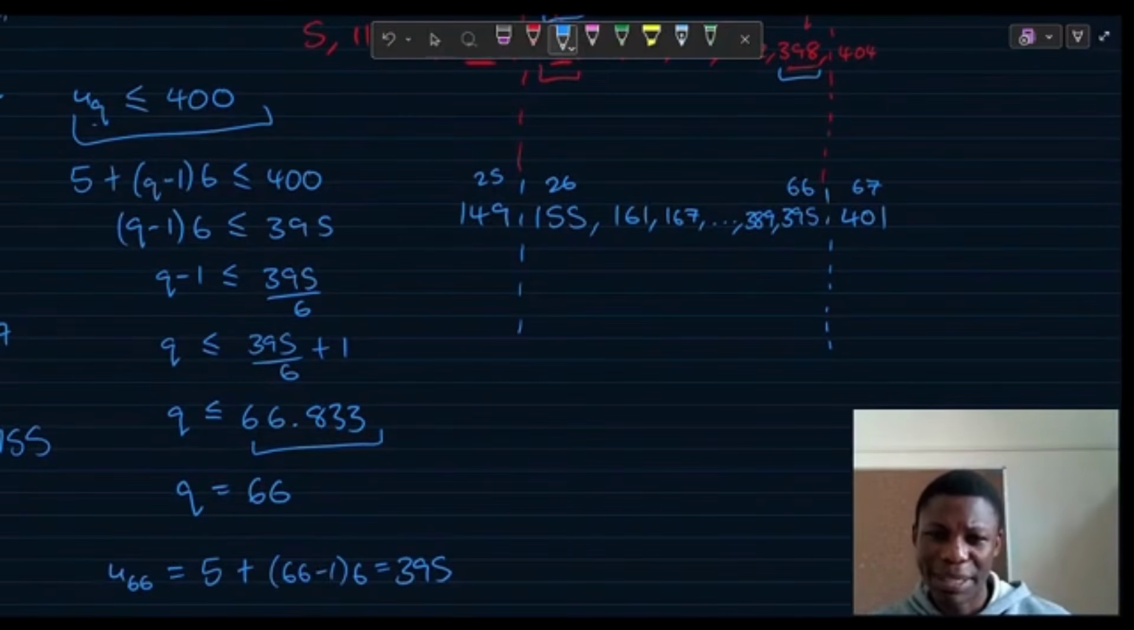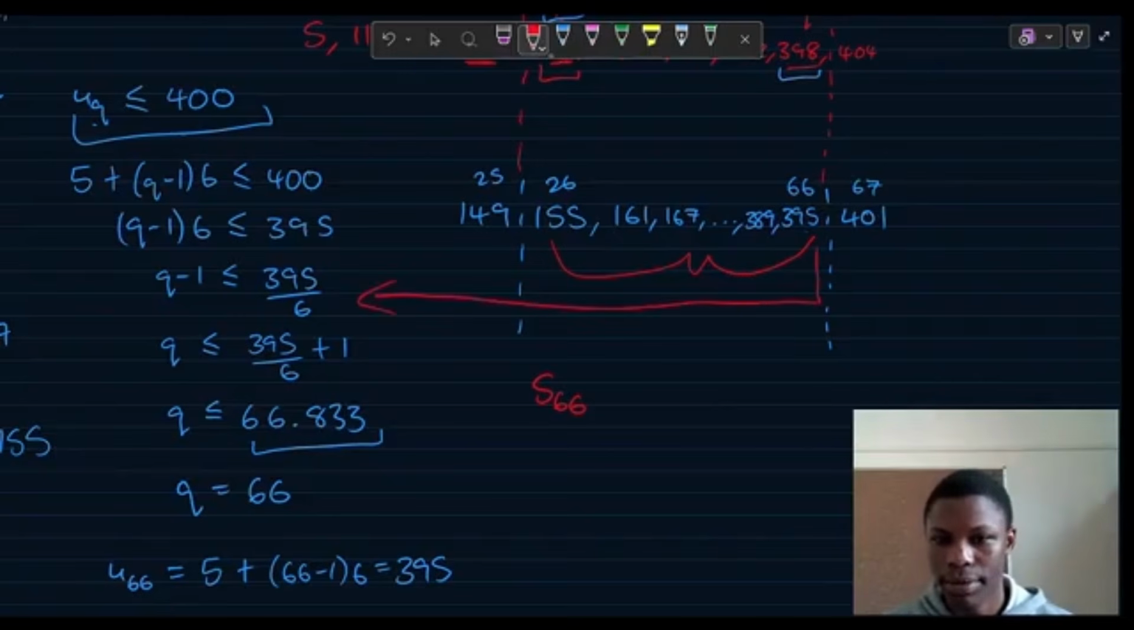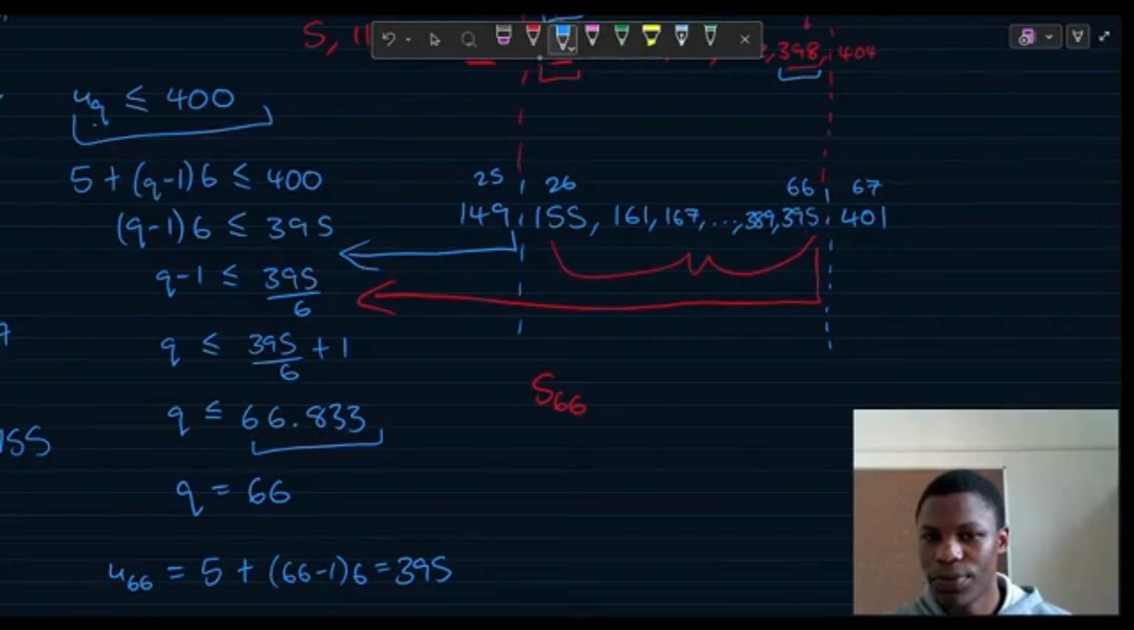So I hope this makes sense, that the last term that's less than or equal to 400 is the term 395, which is in position 66. And now all we want to do is to find the sum of the numbers within this interval. And to do that, we can say the sum of the first 66 terms. So that will give us everything here. But we need to subtract the sum of the first 25 terms. Because if I remove the first 25 terms, I just remain with term 26 all the way up to term 66.